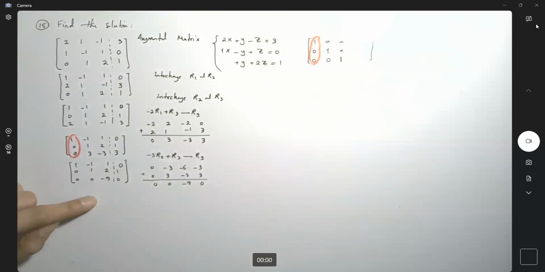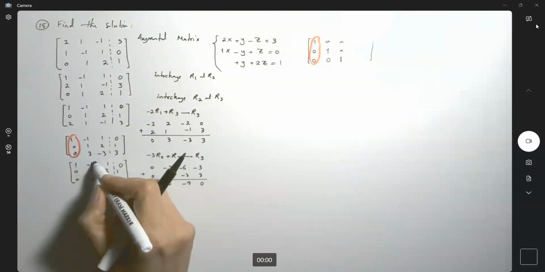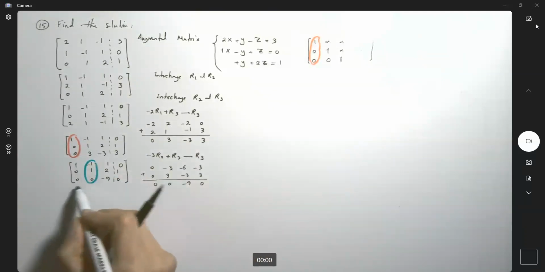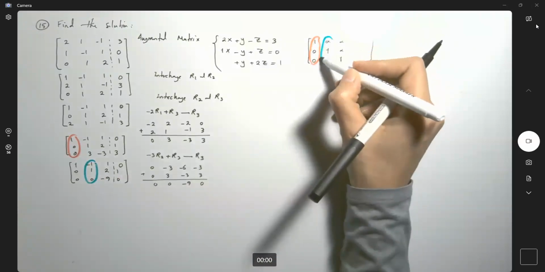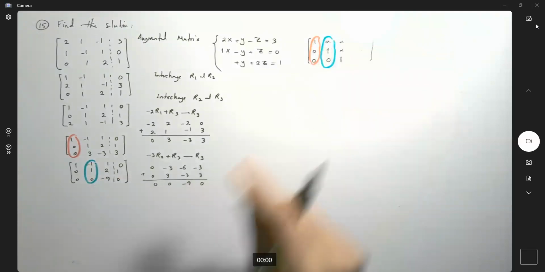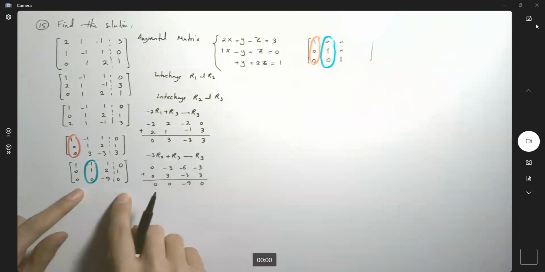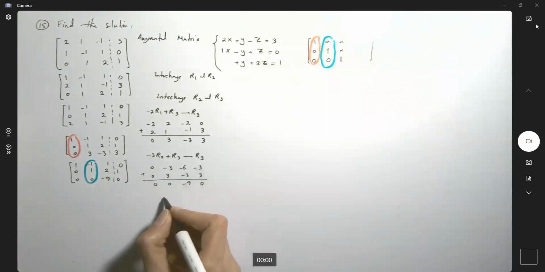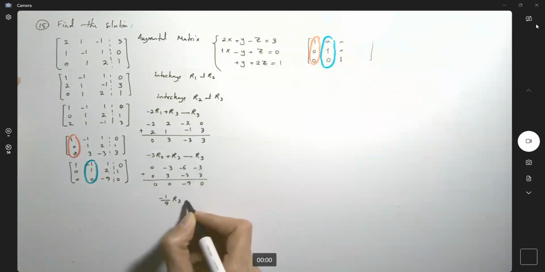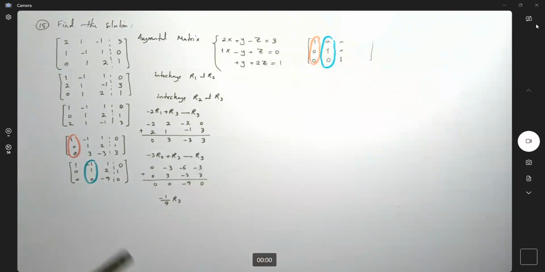So we are only left with this last row here. So far everything looks similar. This guy must be equal to 1, but you have a negative 9. We're going to divide the last row by negative 9, or multiply that by negative 1 over 9 times R3, and this guy is going to be your new R3. I have 1, negative 1, 1, and 0, 0, 1, 2, 1, 0, 0, 1, and 0.